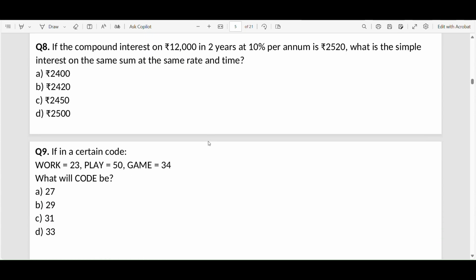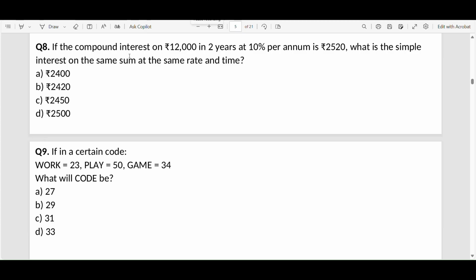Yes, let's go to the next question. If the compound interest on 12,000 in 2 years at 10% per annum is 2520, what is the simple interest on the same sum at the same rate and time? So this is a question on compound interest. Here the principal amount is 12,000, the time period is 2 years, and 10% per annum is the rate of interest, right? The compound interest is 2520, it was calculated. And what is the simple interest? They are asking.